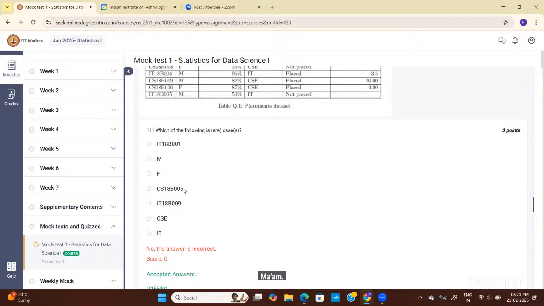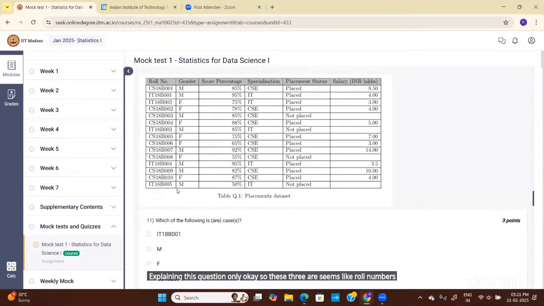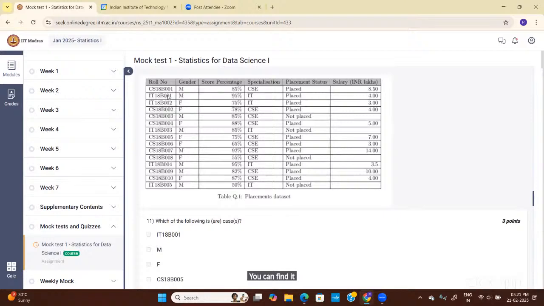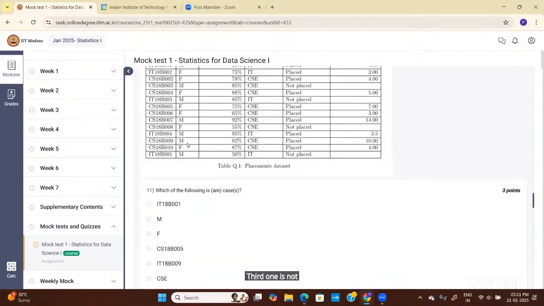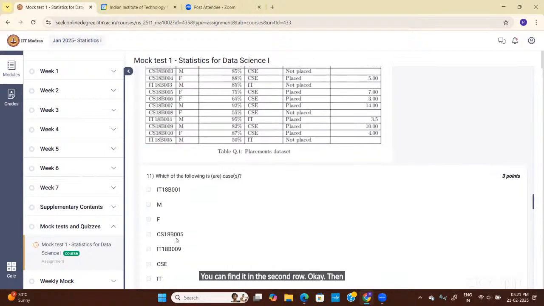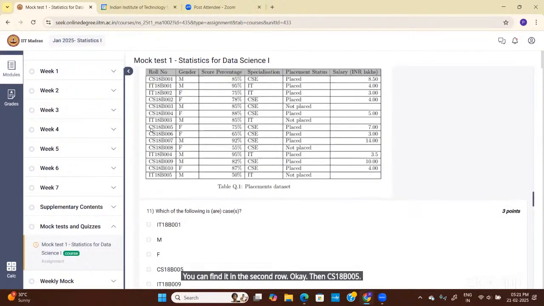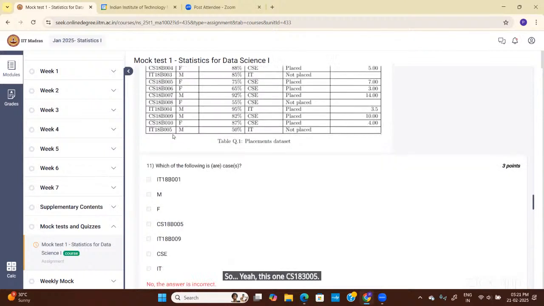One minute, I'm explaining this question only. These three seem like roll numbers. IT18B001, you can find it in the second row. The third one is not available in the roll numbers, I think. Then CS18B005, this one is also in our data set.